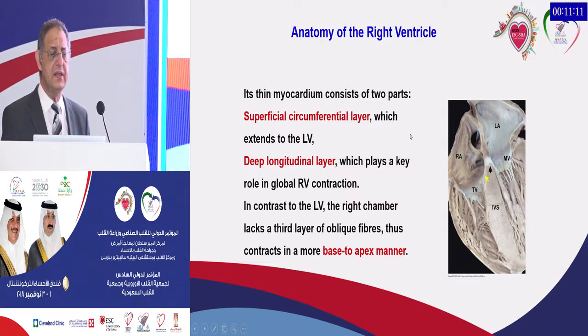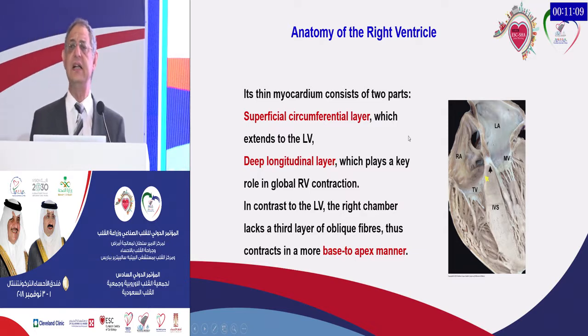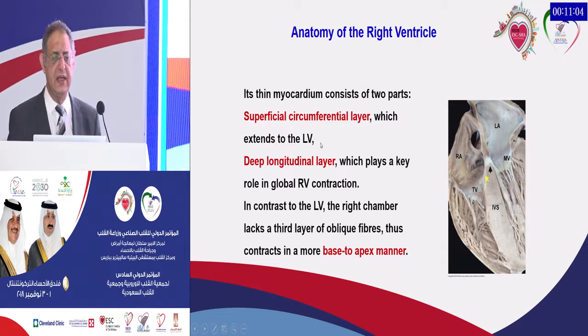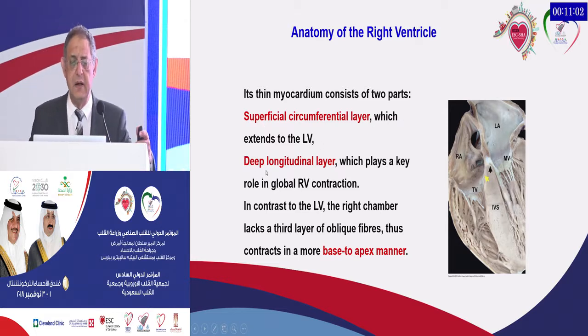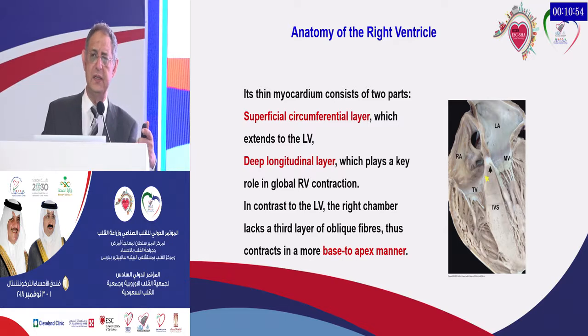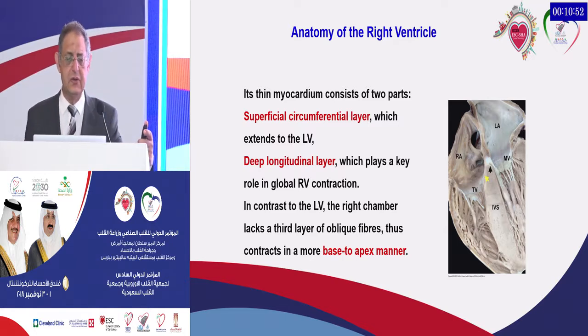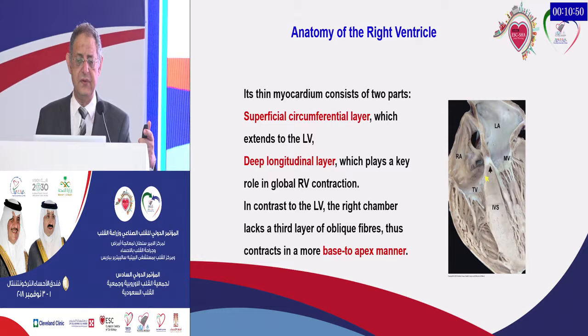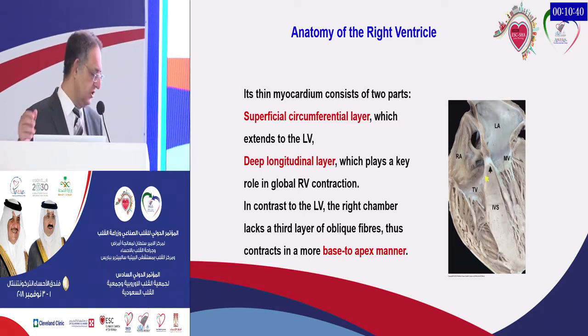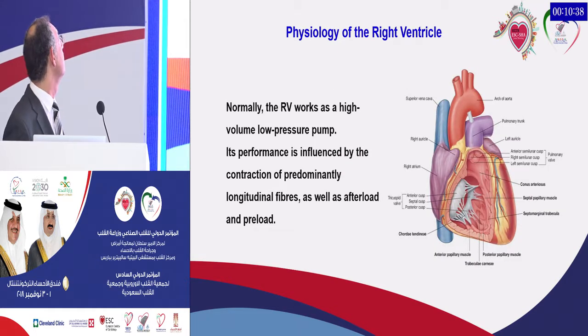The thin myocardium consists of a superficial and deep layer. The superficial layer extends to the LV, and the deep longitudinal layer plays a key role in the global RV contraction. And this is a big difference between the RV anatomy and LV anatomy. In contrast to the LV, the RV lacks a third layer of oblique fibers, thus contraction is mainly from base to the apex, not rotation like the LV.